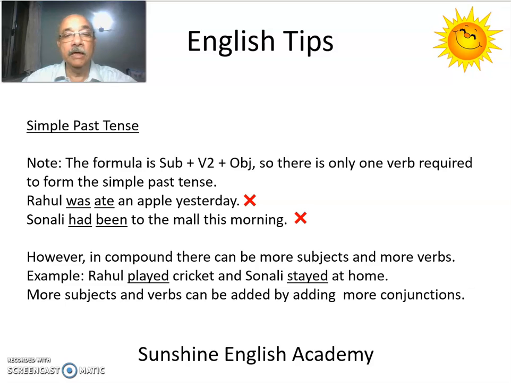For example, Rahul played cricket and Sonali stayed at home. Here, Rahul is one subject, Sonali is another subject. Played is one verb and stayed is another verb. So we have two subjects and two verbs. Now, if we add more conjunctions to the sentence, then there could be even more subjects and more verbs in the sentence.